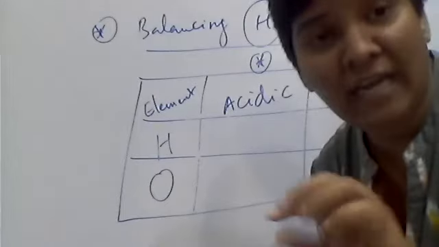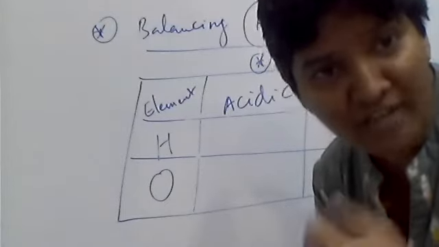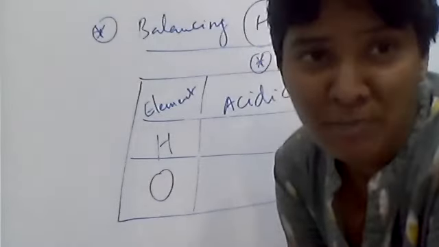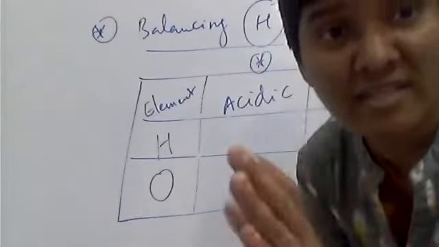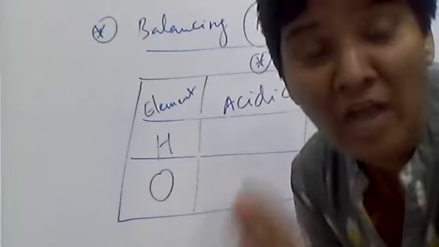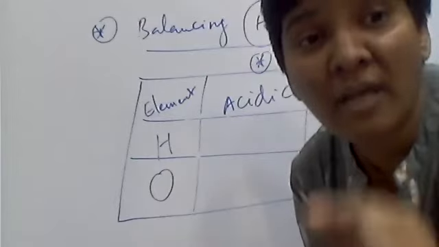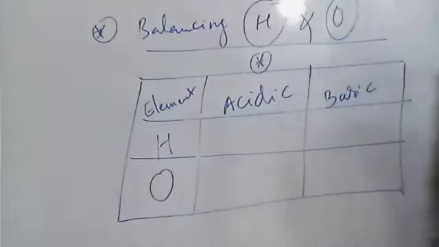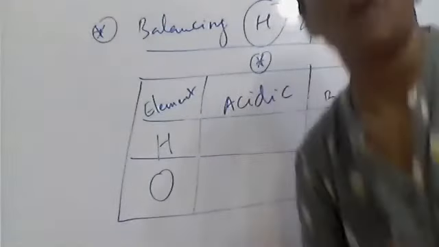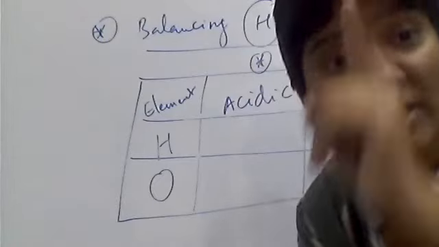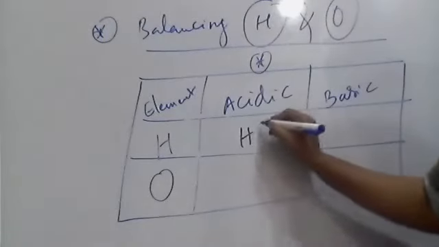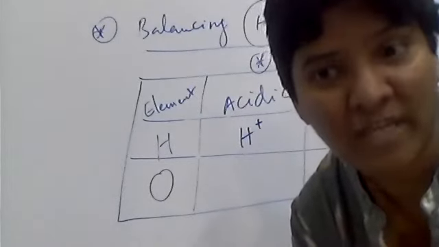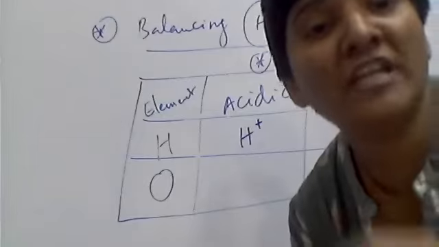In any half reaction, oxidation or reduction, or the whole reaction according to the oxidation number method, wherever hydrogens are fewer, at that side you have to add the required number of H plus ions, because H plus means acid. If you need one hydrogen, add one H plus. If you need 7 hydrogens, add 7 H plus. If you need 14 hydrogens, add 14 H plus.